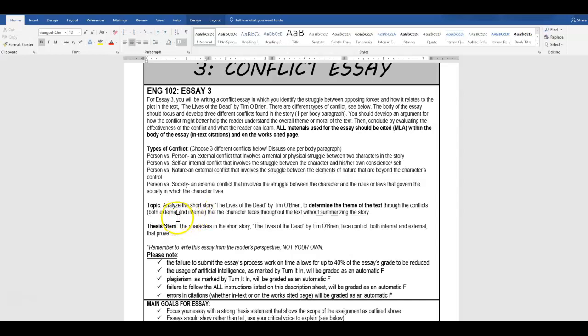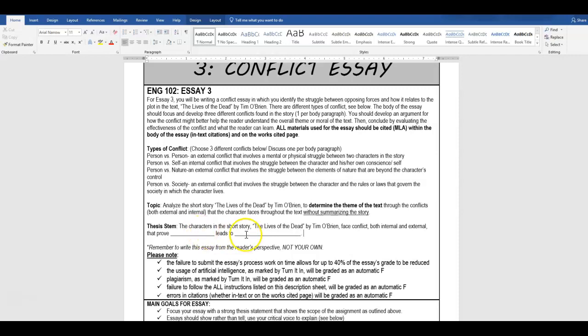So you must use at least person versus self one time so that you can get the conflict that the character faces throughout the story without summarizing it. Your thesis stem: the characters in the short story The Lives of the Dead by Tim O'Brien face conflict, both internal and external, that prove. And remember, this is going to be theme, leads to, or causes, or whatever you want to put in the middle to make all of this run together.